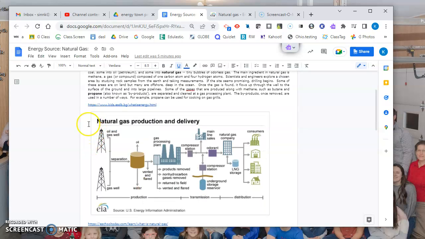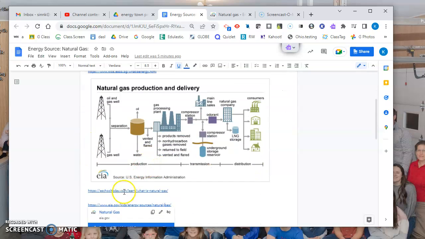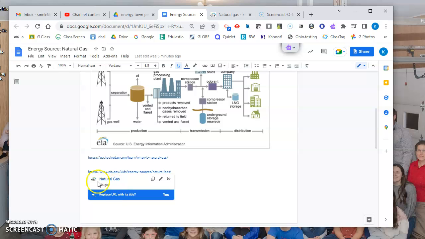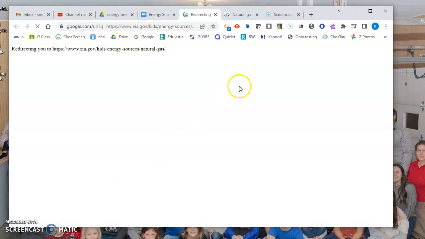Here is a graphic and I'll explain this. And that graphic I got at this link. And then I'm also going to send you to this link to give you more details about what natural gas is all about.